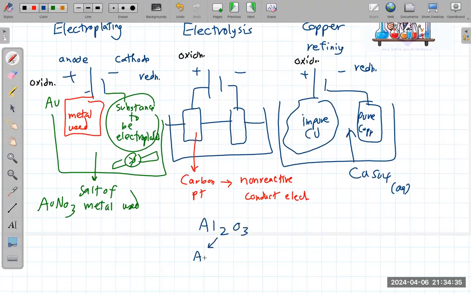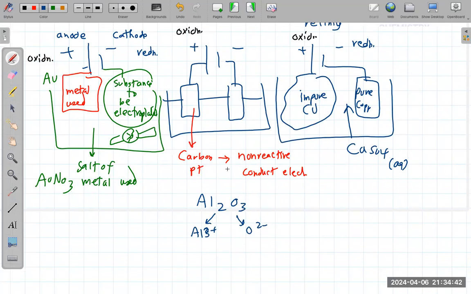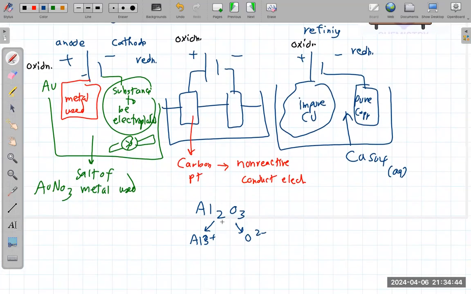So this breaks into aluminum 3 plus and O2 minus. So the aluminum goes to the negative electrode. Aluminum ions will gain 3 electrons and form aluminum. And this is, of course, if it is molten, so liquid aluminum. This means that it has gained electrons, so it is reduced here. So it is a reduction here.